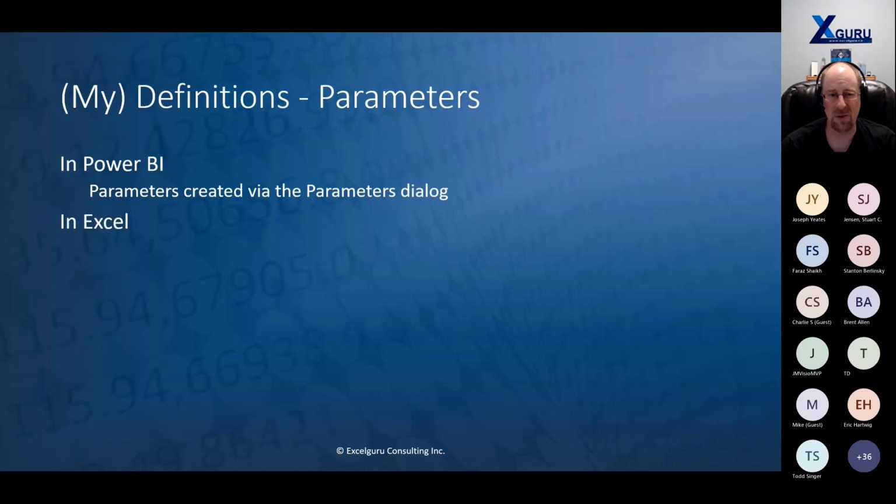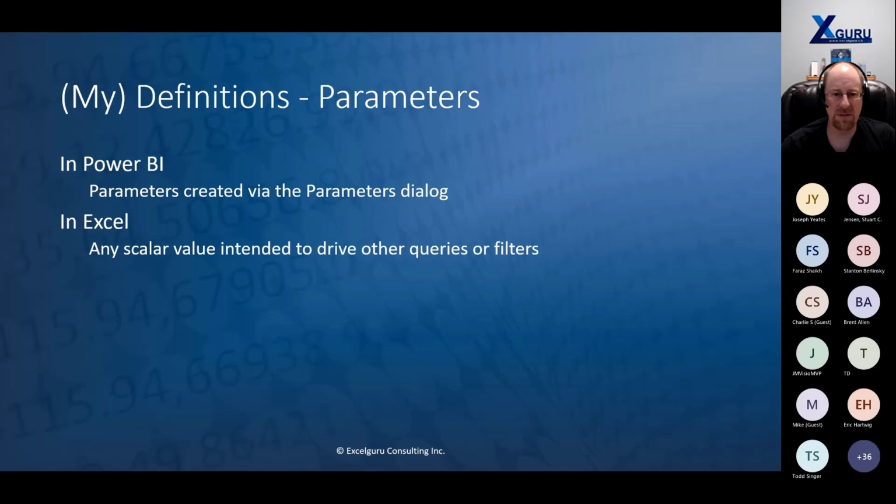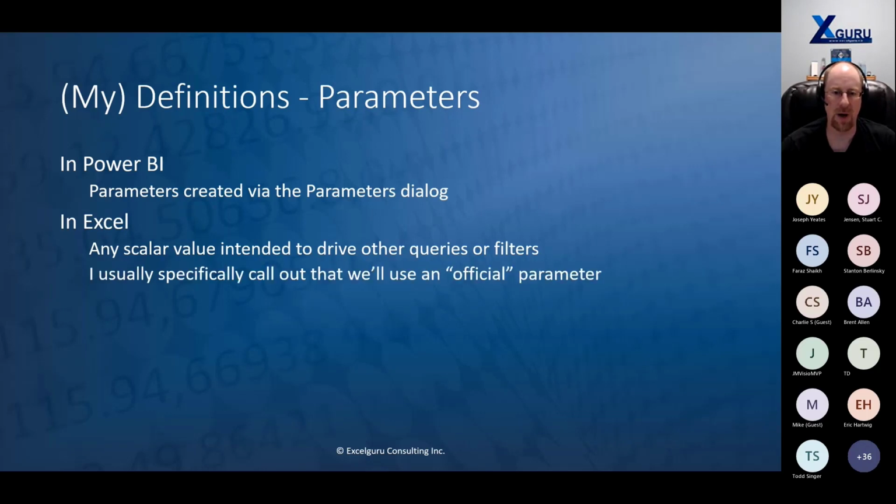If I'm looking in Excel, though, I have a completely different definition. Basically, any scalar value that's intended to drive other queries or filters, to me, is a parameter. Now, that could be the official parameters, but in Excel, I tend to refer to a parameter inside Power Query, the official ones, as official parameters.